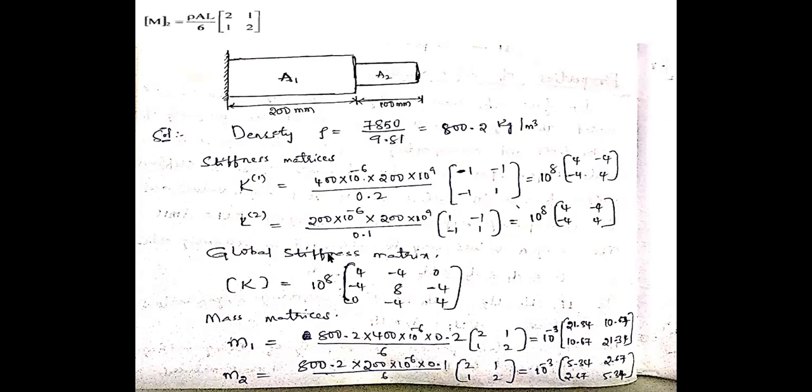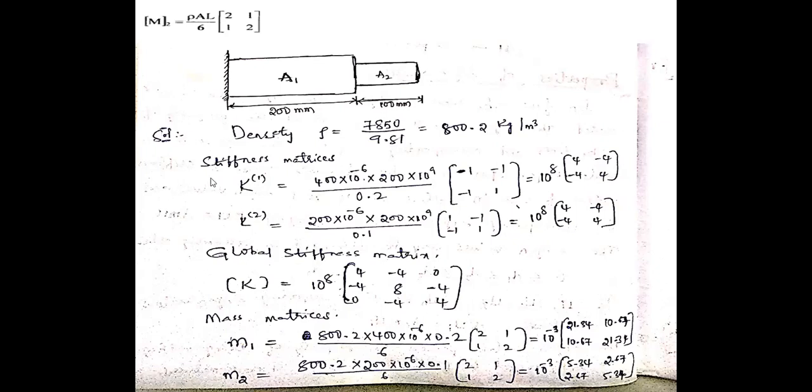In the same way, for the global mass matrix, you need to find the first element mass matrix as well as the second element mass matrix. Once you get M1 and M2, you combine M1 and M2 to get the global mass matrix.